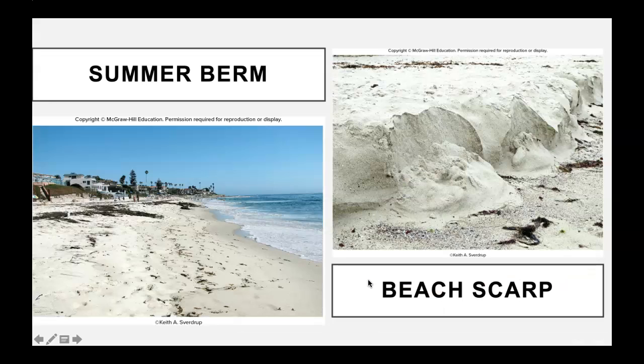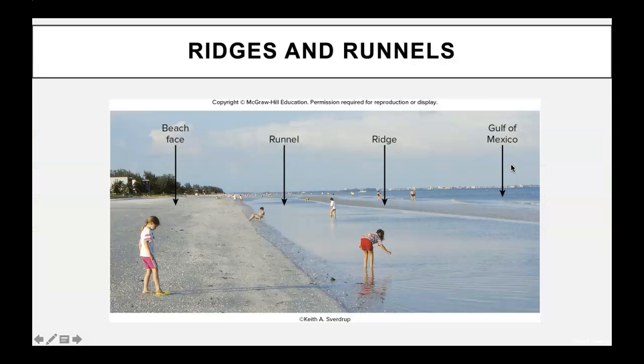Parts of a beach. So here is a summer berm. That's this hump here. There's sedimentation, and this sand is deposited on the beach during kind of the calm summer months. In the winter, that would get eroded off and maybe become a sandbar out in the water. Here's a beach scarp where there's a step down off of that terrace. All right, these are ridges and runnels. My kids always love the pools at low tide. That's what this runnel is here. And then the ridge is like a sandbar off the beach.